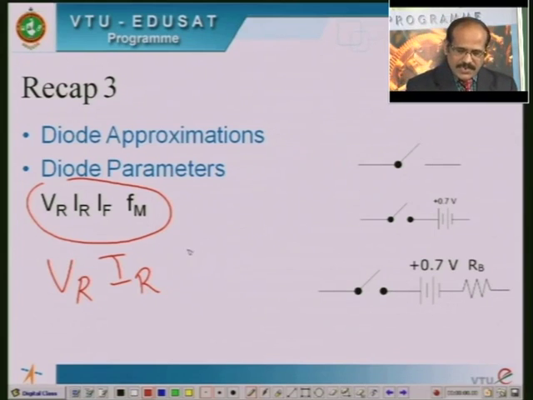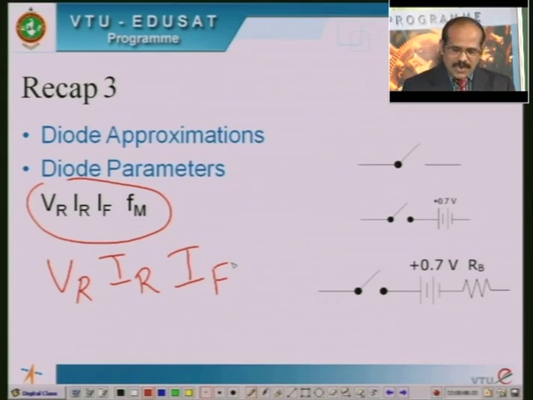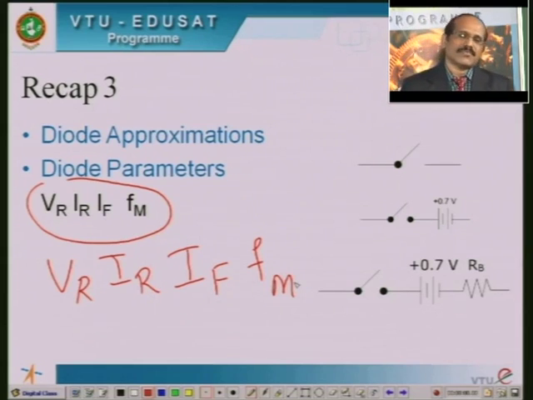And also we defined the forward current. This is the forward current that can be allowed to flow through the diode when the diode is forward bias. Apart from that, we have one more parameter, the rating called FM. This represents the maximum switching frequency of the diode.